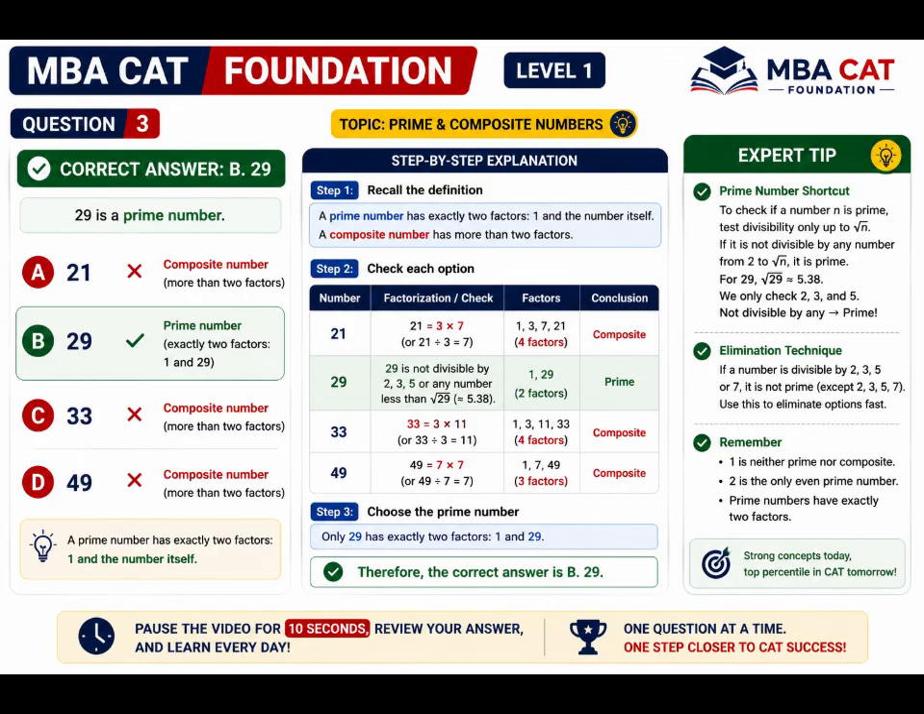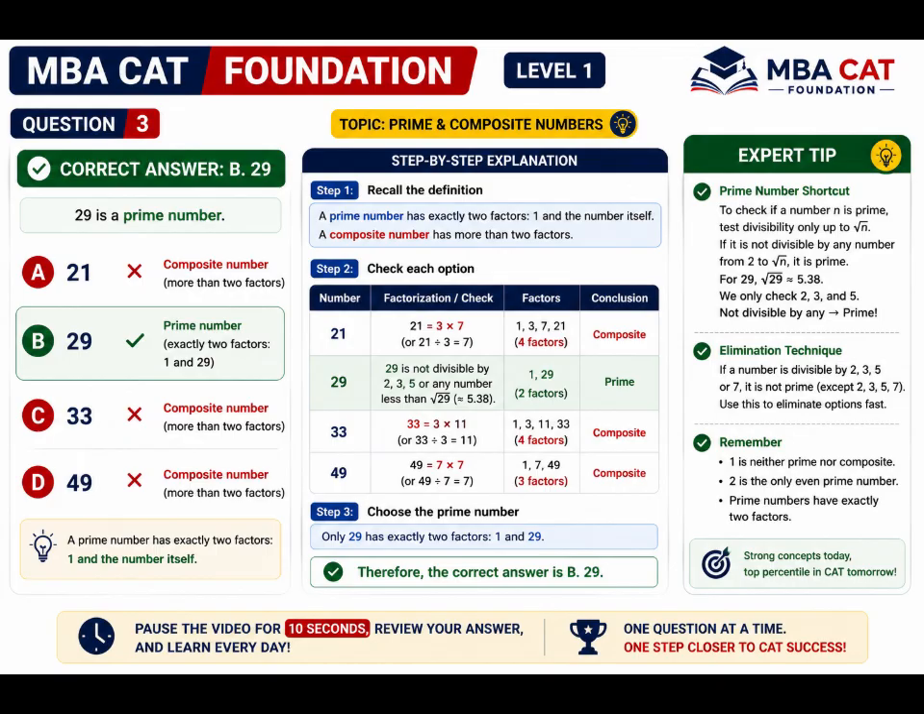Option C, 33. 33 equals 3 times 11, so it has more than two factors. It is composite. Option D, 49. 49 equals 7 times 7, so its factors are 1, 7, and 49. Again, it has more than two factors and is composite. Therefore, the correct answer is option B, 29.